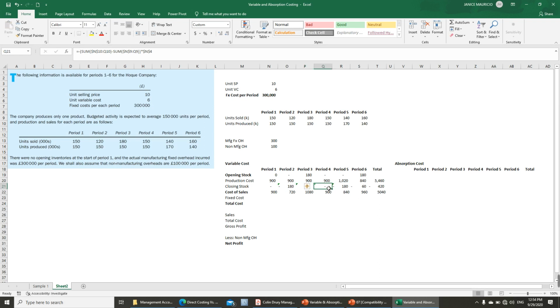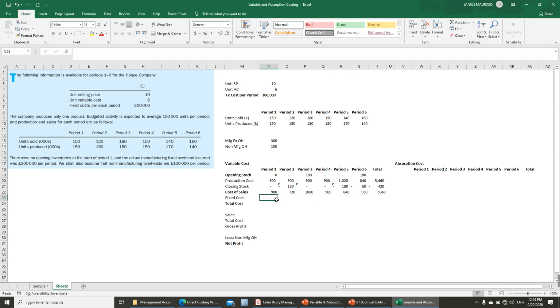So, you will see that from period 1, 2, 3, 4, we have closing stock because we have more products produced than sold for that period. And then, whatever your closing stock is, like for period 2, it will be carried forward as the opening stock for period 3, and so on and so forth. Okay? So this is how we compute the cost of sales.